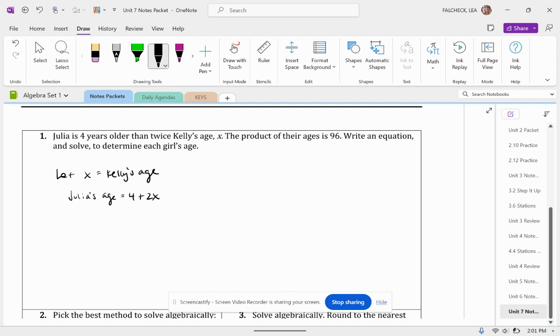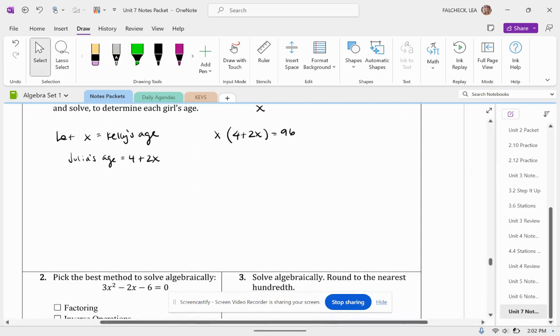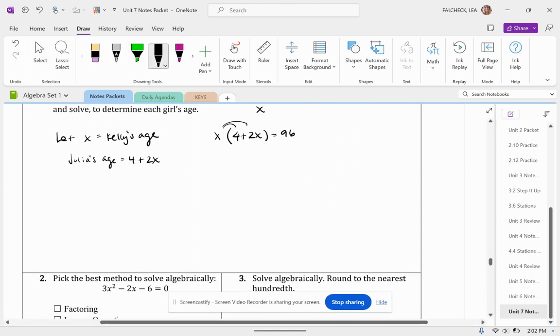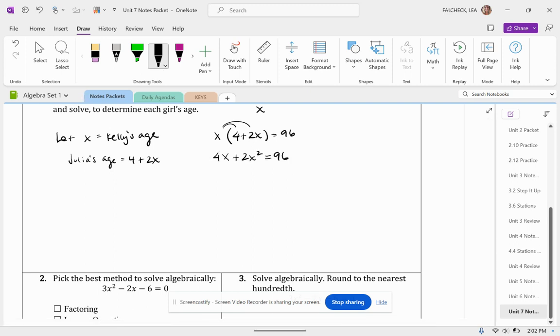So now it says the product of their ages, product is the multiplication, is equal to 96. So I've got x times 4 plus 2x should give me 96. It says we need to write an equation and solve to determine each girl's age. So I'm going to distribute the x to each piece in the parentheses.